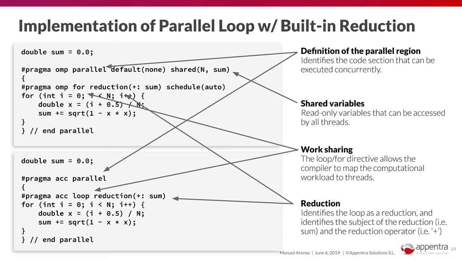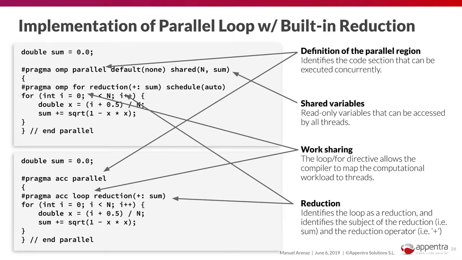So as a rule of thumb, all the read-only variables that you can find in big codes, all the variables that are not written, that are only read, all of them need to be shared. Only those variables that are written need to be managed with additional synchronization. In this case, the only variable that is written, apart from x, which is only declared within the loop body scope, is the variable sum. And the pattern is telling us that sum is the reduction variable.